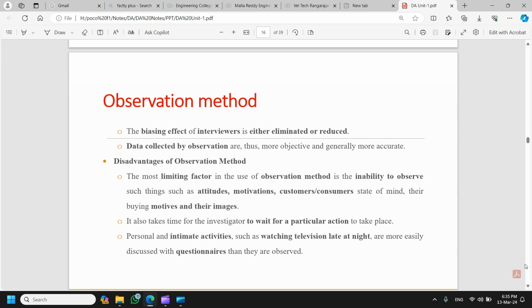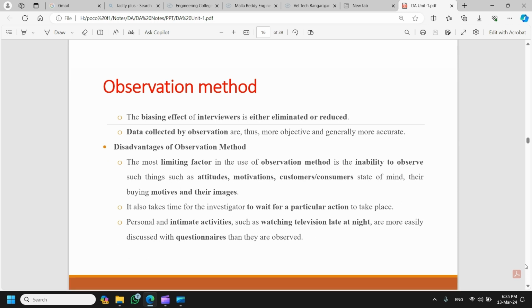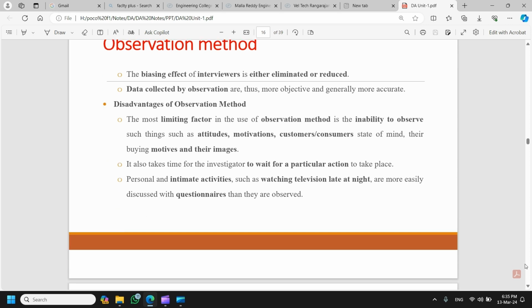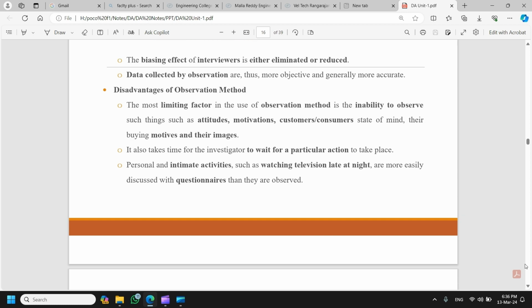Disadvantages of the observation method: the most limiting factors are there. There is an inability to observe attitudes, motivation, customers' and consumers' state of mind, and the buying motives and images. The investigator also has to wait for a particular action to be taken. Personal and intimate activities, such as watching television late at night, are more easily discussed with questionnaires than observed.